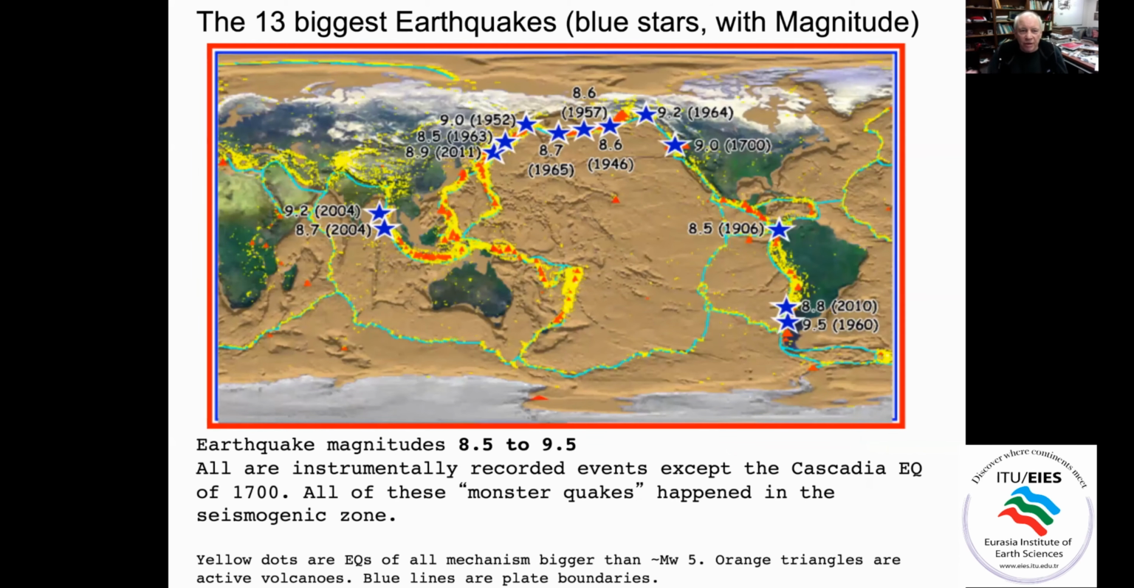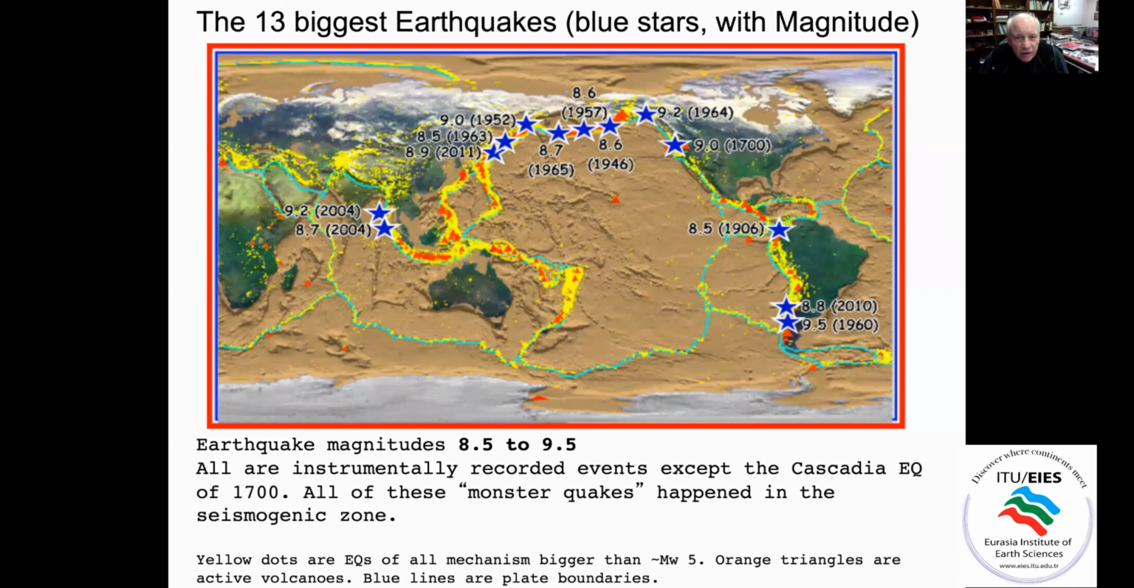These are the 13 biggest earthquakes that have happened. 12 of them are instrumented since about 1900. One of them is inferred from geology in 1700. This is the one that makes US geoscientists very nervous. This is underneath Oregon and Washington, where a lot of people live on the coast.